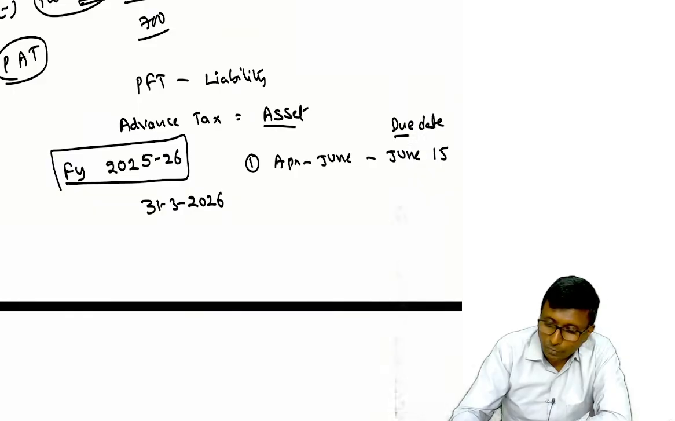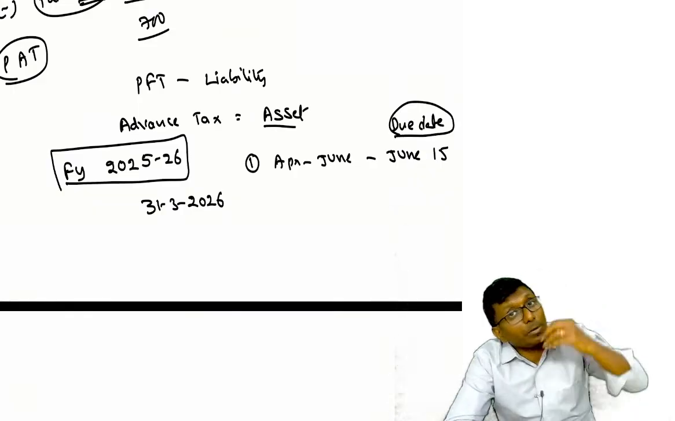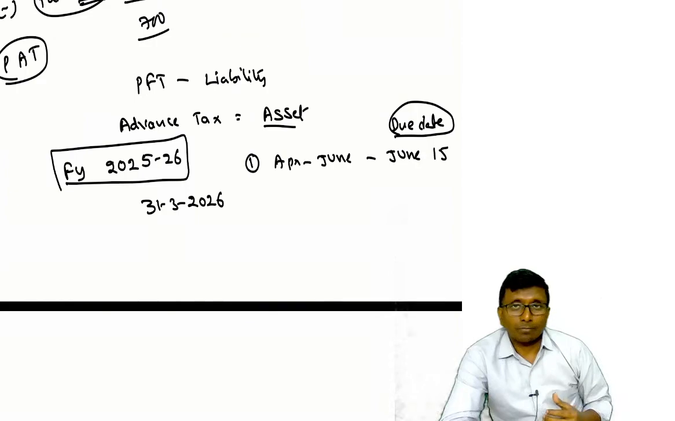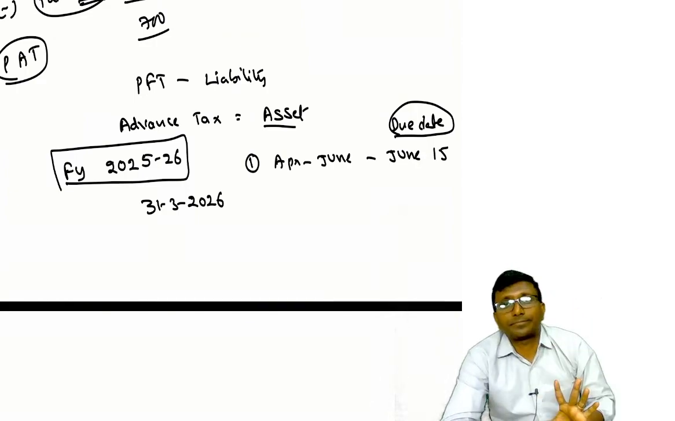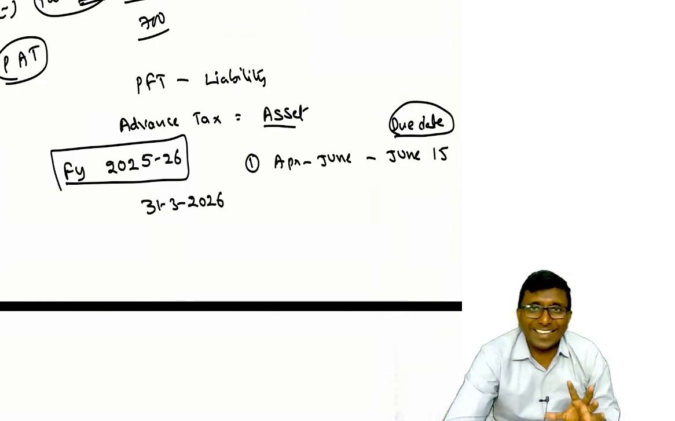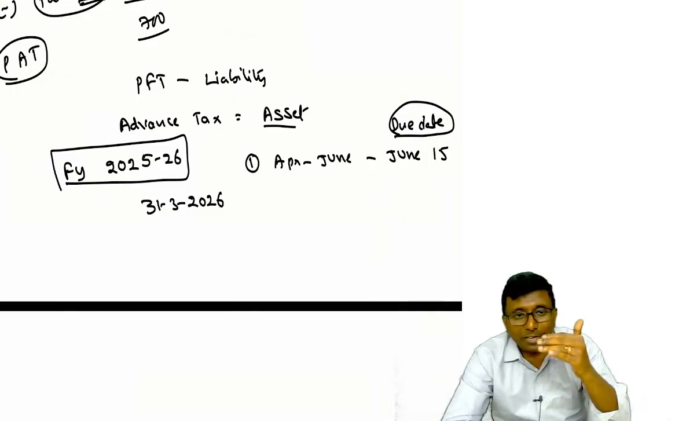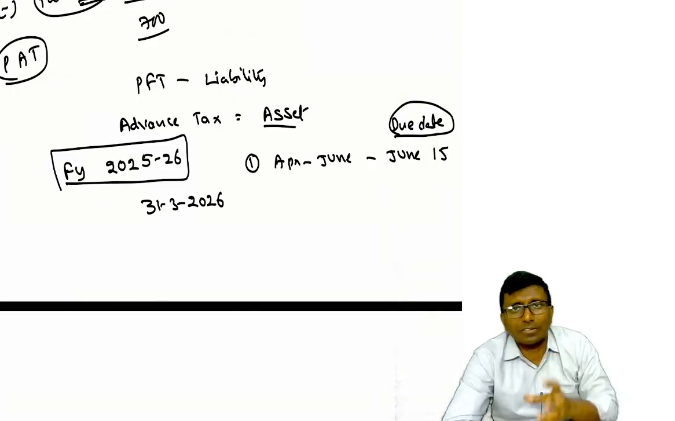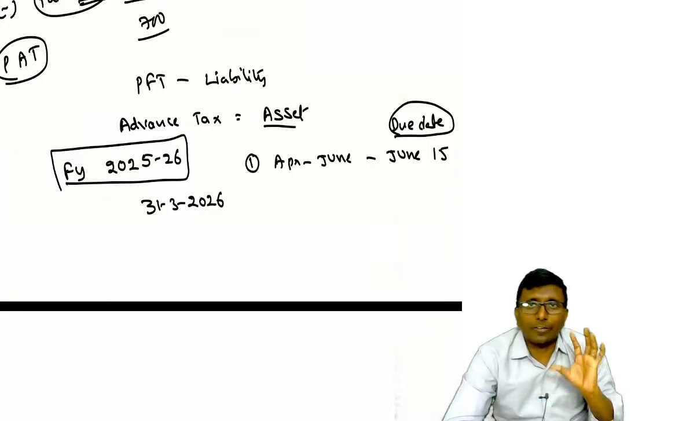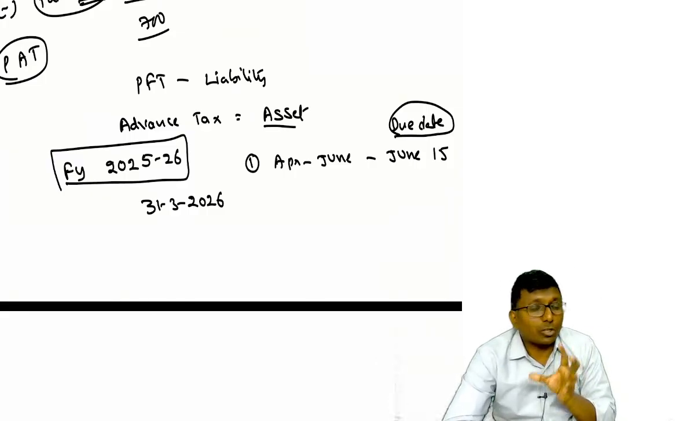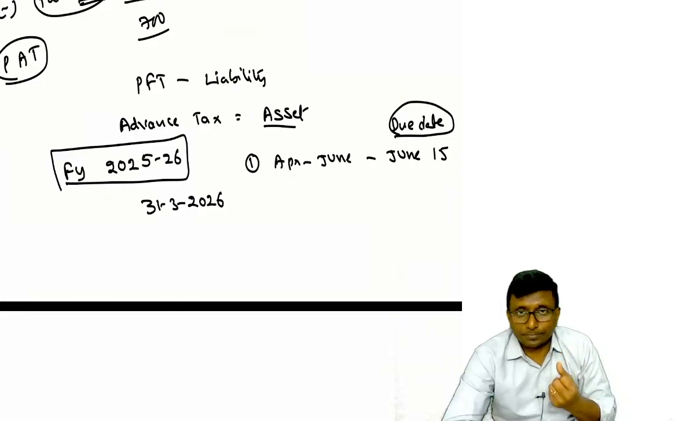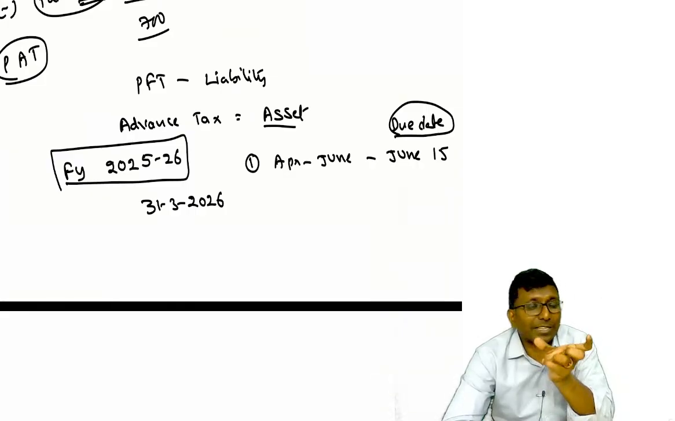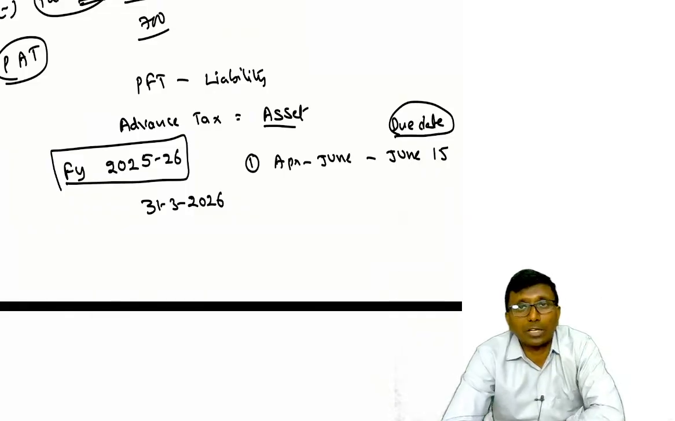Yeah, by June 15th. Sir, how do I know what will be my profit for the year? You have to estimate. Some percentages like 15%, 25%, 40%, 50% are given by the government of India. You have to calculate. So if I expect a profit of 1 lakh, my tax is 1 lakh, then 15% of it you have to deposit to the government.